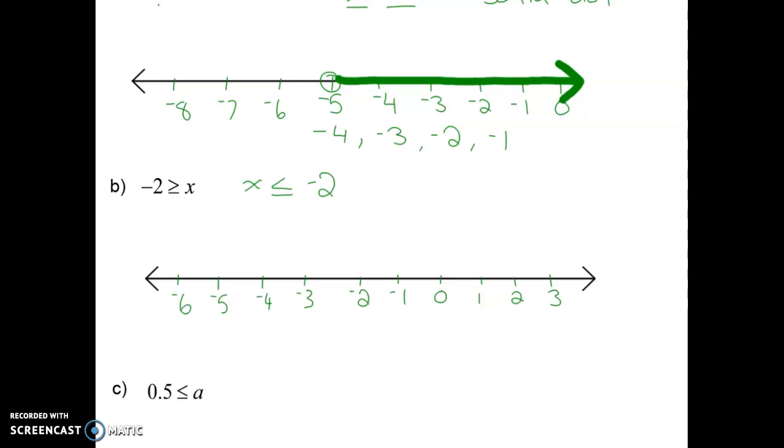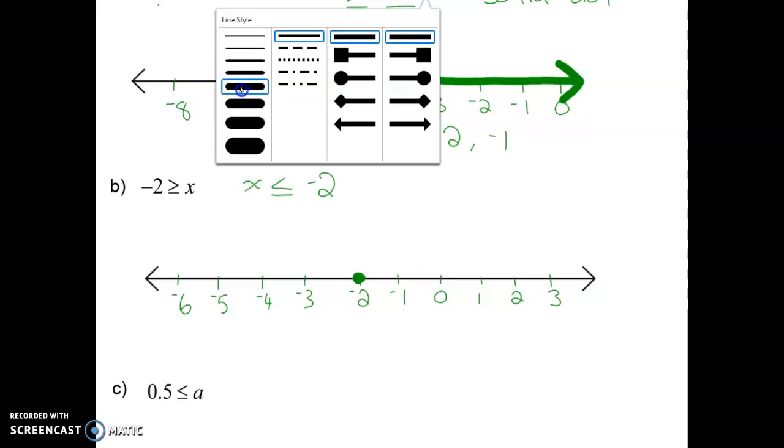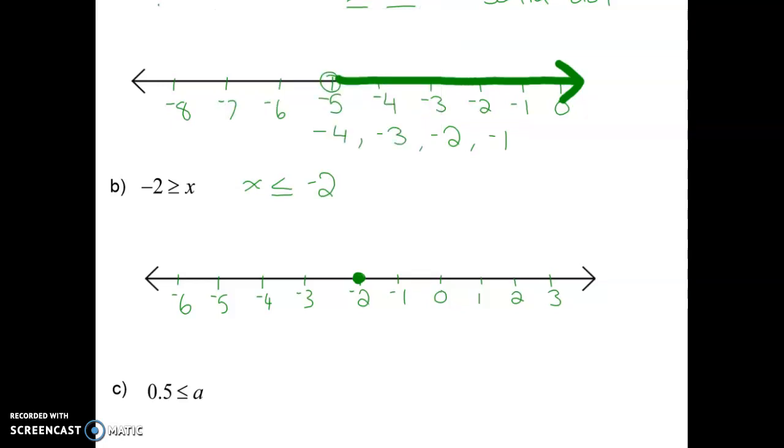This time I have the line underneath my inequality. X is less than or equal to -2. So this time I'm going to draw a solid dot at -2. I'm going to fill it in. It's going to be a solid circle. When I shade, I'm shading to the left this time because it's less than. So I'm going to shade down this way and then I'm going to draw shading on the arrow as well.